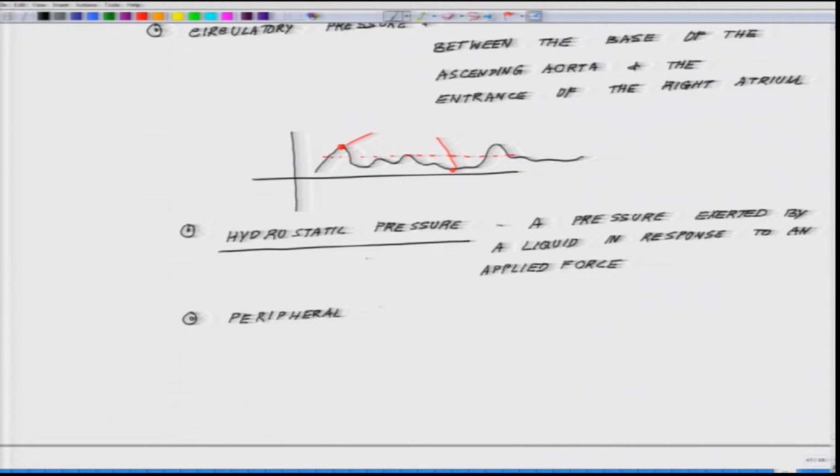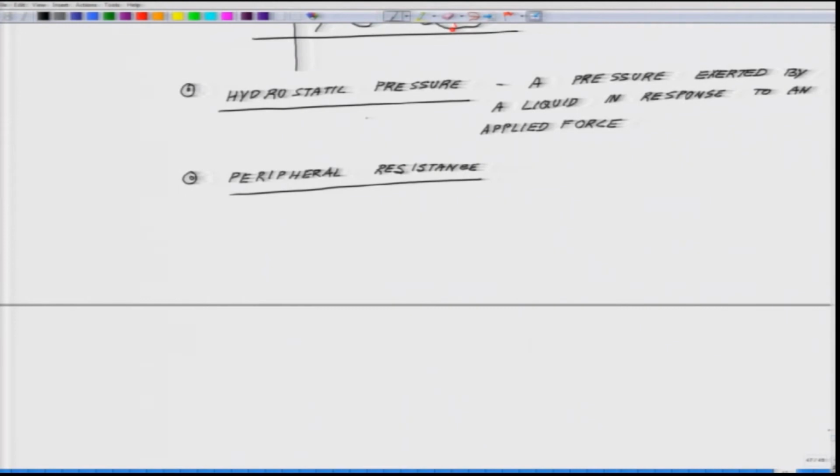Peripheral resistance. What is peripheral resistance? Okay. So, peripheral resistance is the resistance of the arterial system.